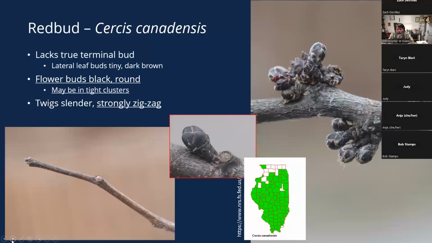They sometimes occur in big clusters. The flower buds occur in these clusters right on the twigs. They look like little growths, but if you get a close look at them, it's just scores of little buds all clustered together, and those are the flower buds. The twigs are typically slender and very strongly zigzag in nature on redbuds.